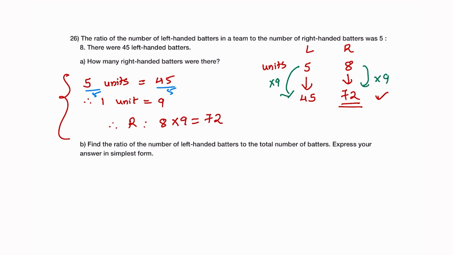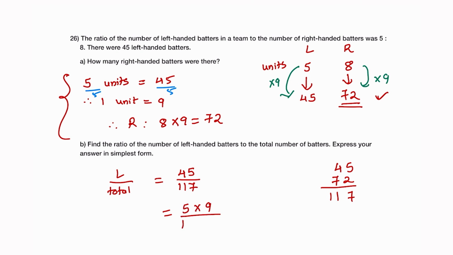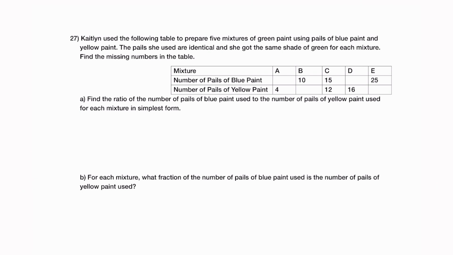Find the ratio of the number of left-handed batters, so left, to the total number of batters. And so the total, do we know that? We know left-handed is 45, right-handed is 72. So we add them. So that's 7 and that's 11. So this is basically left-handed are 45 and total is 117. 45 can be written as 5 times 9, and 117 can be written as 13 times 9. So we take this 9 out, and that means the ratio is 5 over 13. Done.